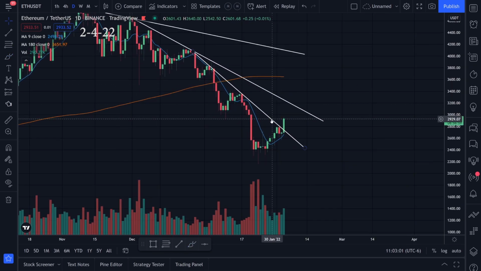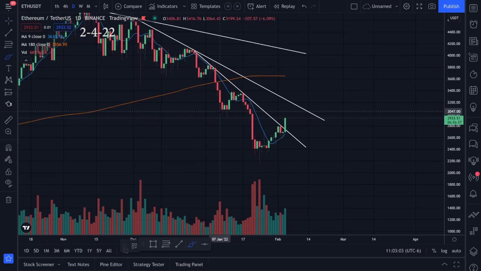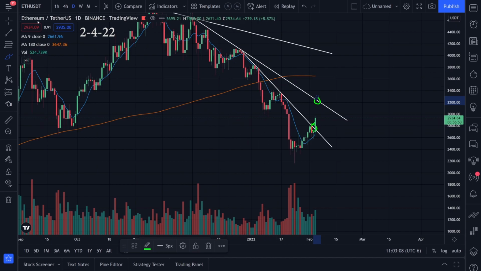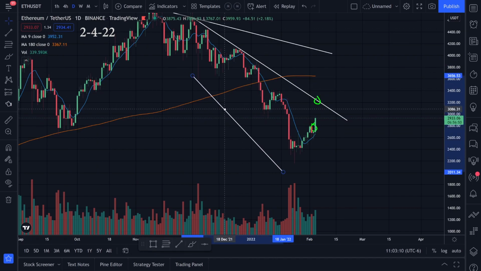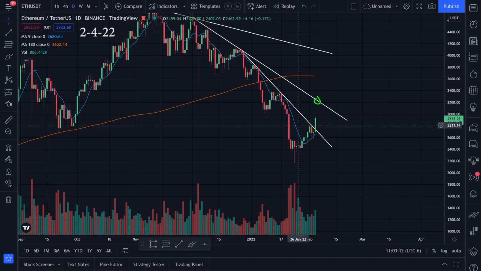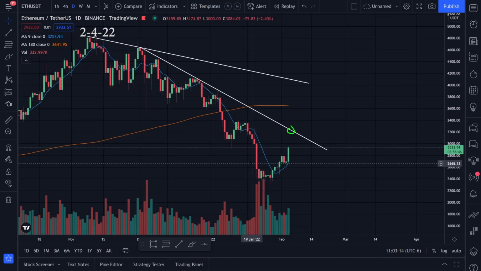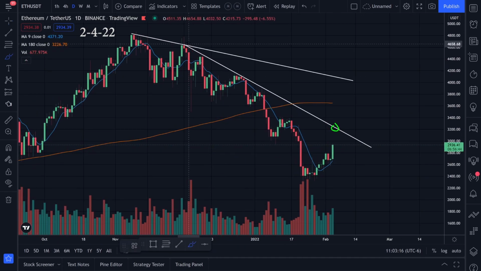We did break one of them pretty decisively, and so the next spot that I'm looking at is the next trend line. Let's go ahead and delete this one for now since we did break it. Let's delete this and this. We did break that trend line. So the next one I'm looking at is we have resistance right here, resistance right here. Next trend line we're looking at something like this.